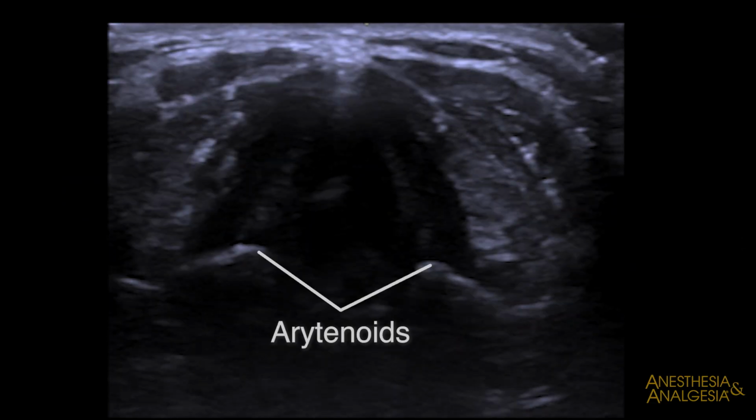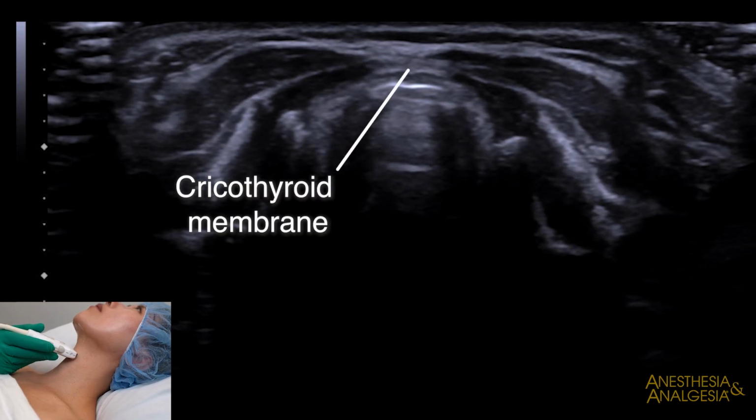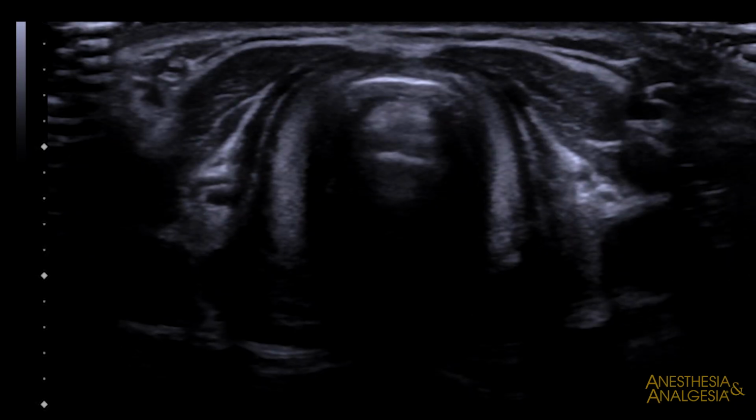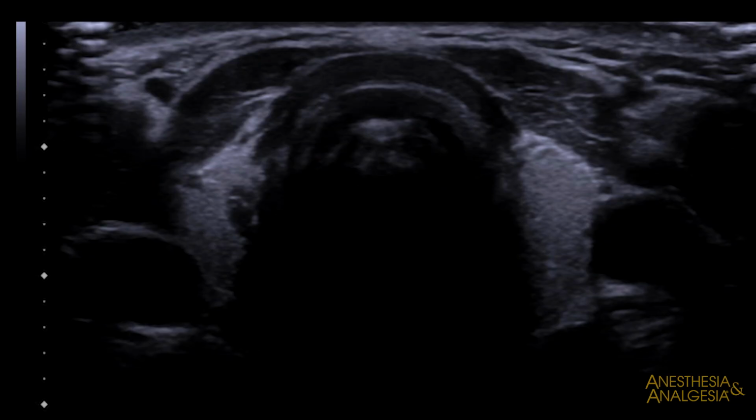The arytenoids are usually visible as hyperechoic structures on either side of the posterior limit of the vocal cords. Continue to slide the probe caudally to identify the cricothyroid membrane just distal to the inferior border of the thyroid cartilage. This membrane has a hyperechoic density that represents the air membrane interface. Next, identify the cricoid cartilage. The cricoid cartilage is the only complete cartilaginous ring in the respiratory tract. However, its posterior wall cannot be visualized with ultrasound, thereby giving it a horseshoe-like appearance.